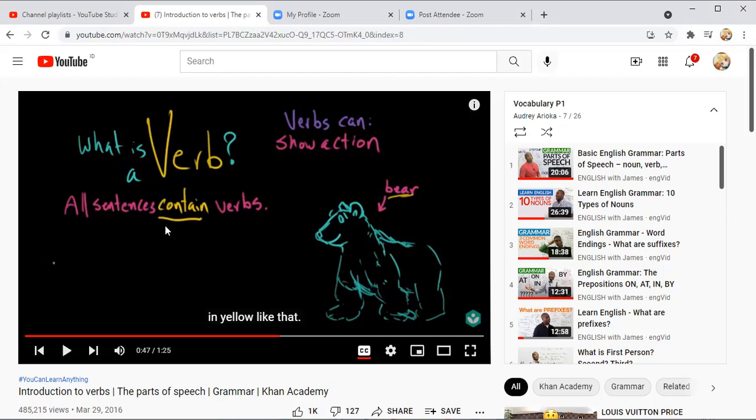Oke, dan dia bilang kalau misalnya ini, he is going to write down sentences, and the verb is going to be in yellow. Jadinya verbnya ada yang warnanya kuning.